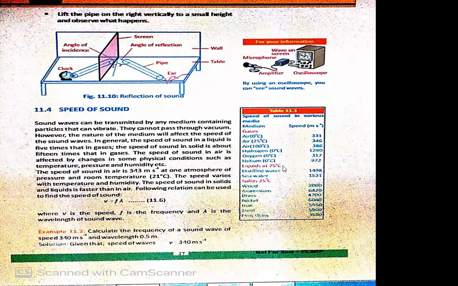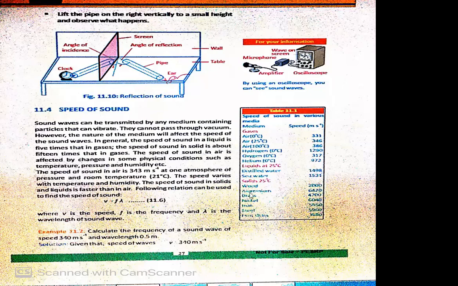Then we discussed the speed of sound in liquids. At a temperature of 25 degrees Celsius, in distilled water, the speed of sound is 1498 meters per second. You should know the unit of the speed of sound is meter per second. So in liquids, the speed of sound is 5 times greater compared to gases. Look, 331 times 5 is almost 1500, so it is more than 5 times in liquids.